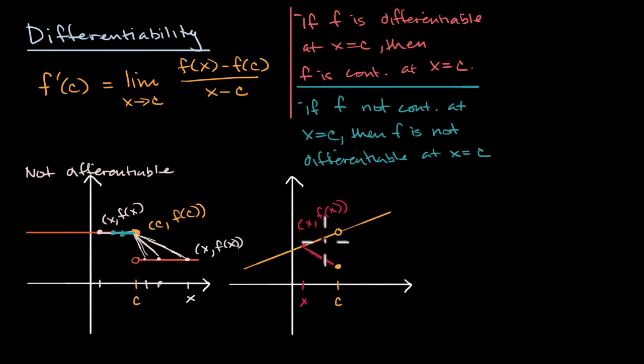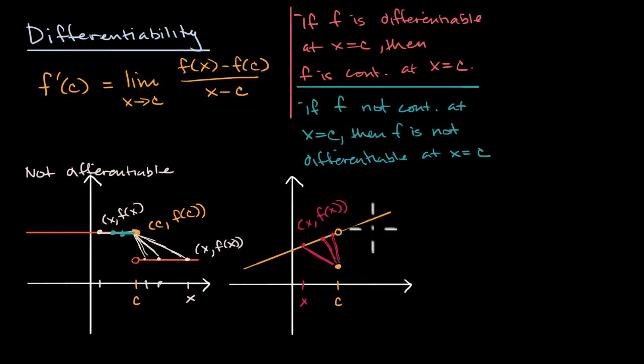And then if x gets even closer to c, we're going to be calculating the slope of that line. If x gets even closer to c, we're going to be calculating the slope of that line. And so as x approaches c from the left, this expression right over here is going to approach negative infinity.